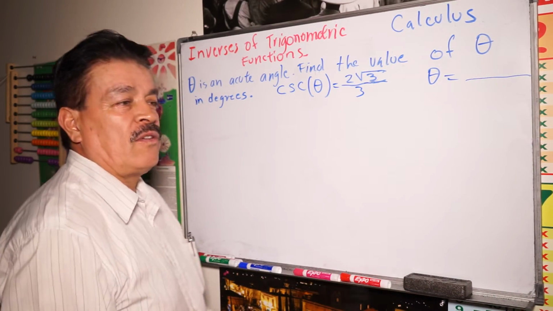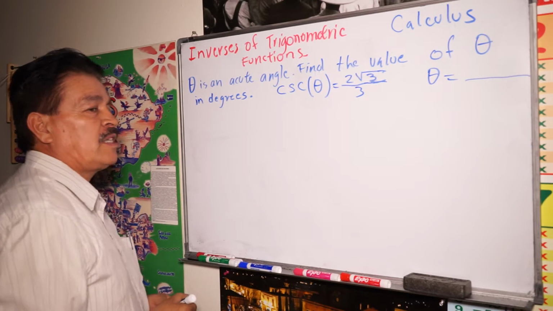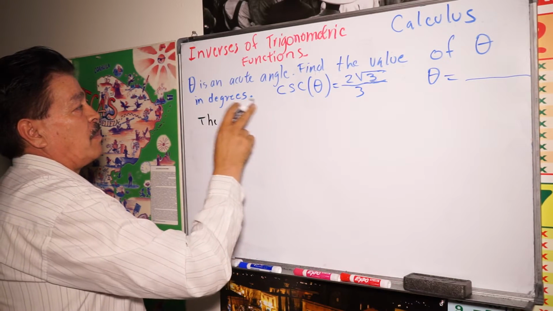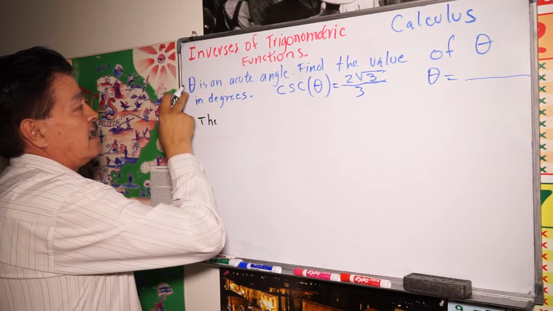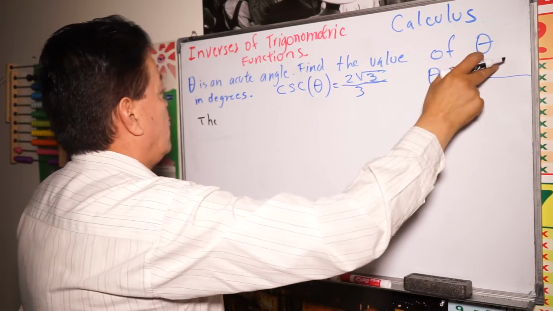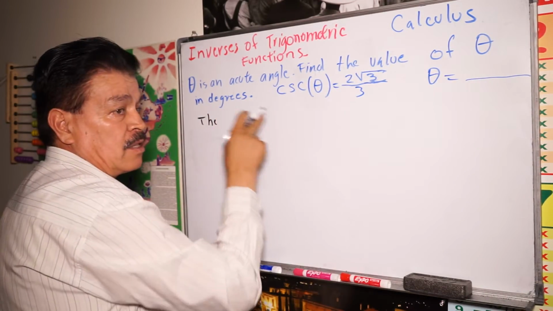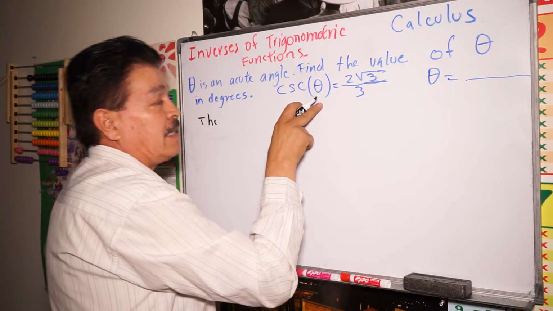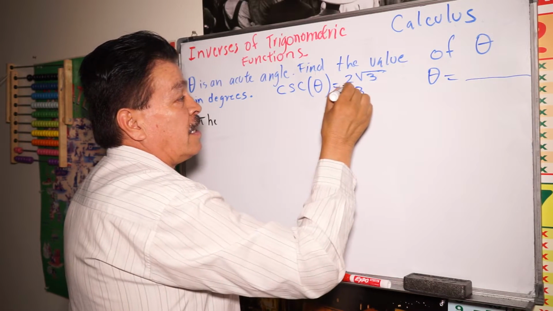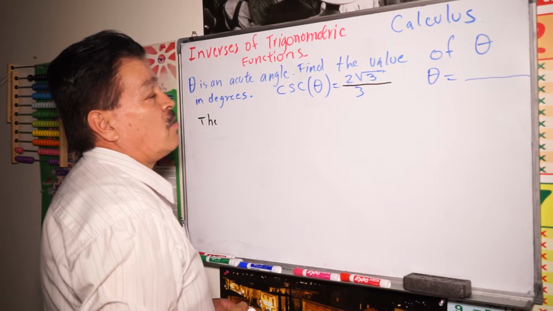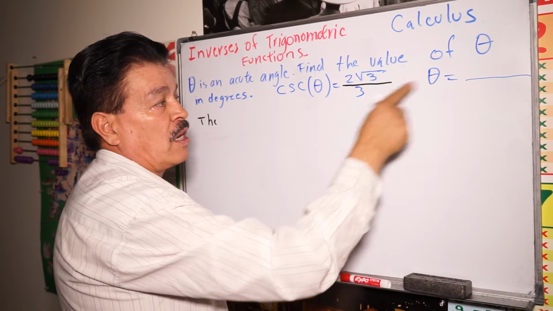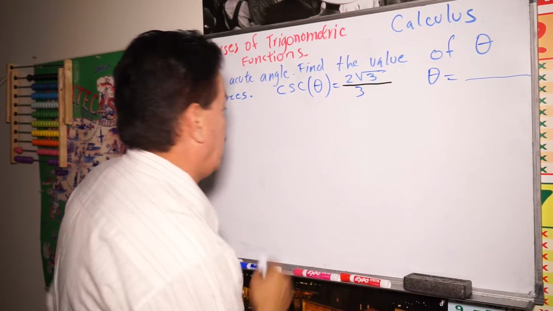For example, the cosecant. In this case, our problem is that this angle is an acute angle. Find the value of the angle in degrees. So the cosecant of this angle is equal to 2 times square root 3 divided by 3. How much is this angle in degrees?